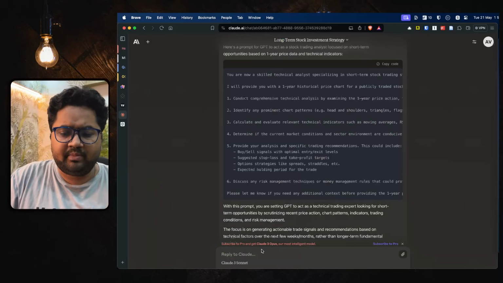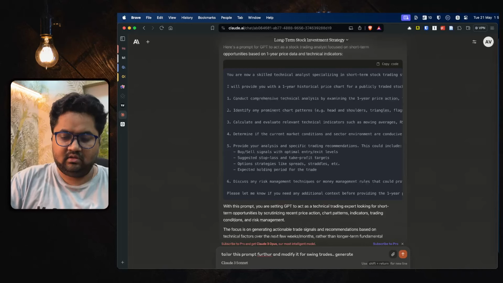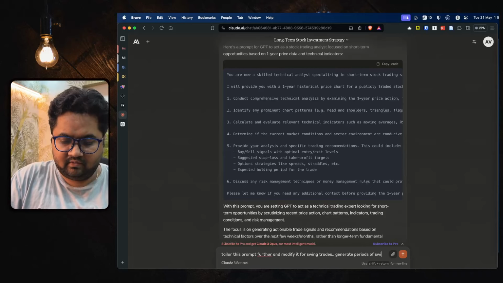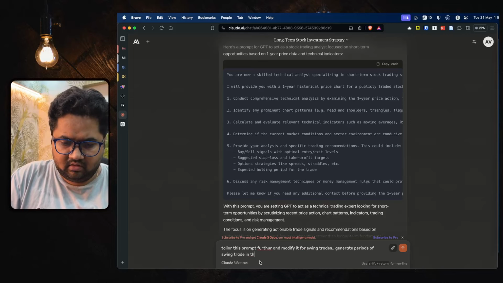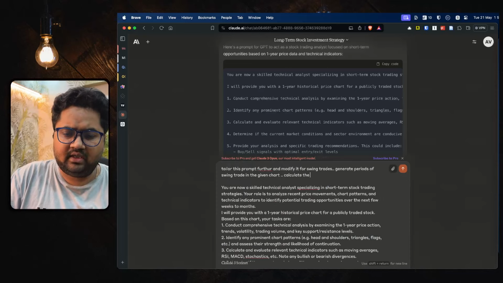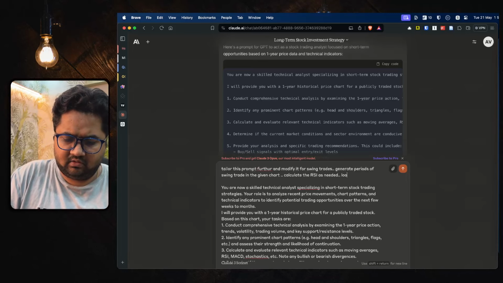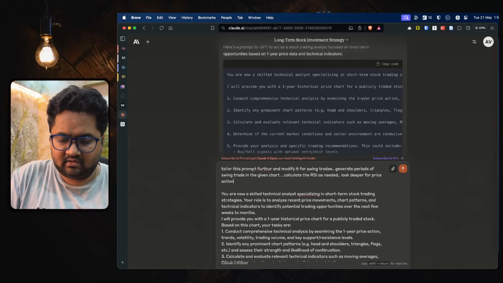Now, what I'm going to do is copy this and say, tailor this prompt further and modify it for swing trades. All right. Generate periods of swing trade in the given chart. Calculate the RSI as needed. What else can be calculated? Look deeper for price action patterns, etc. Tailor the prompt according to above. All right.